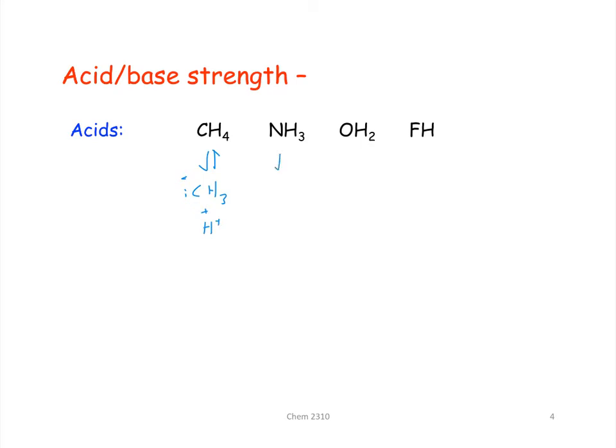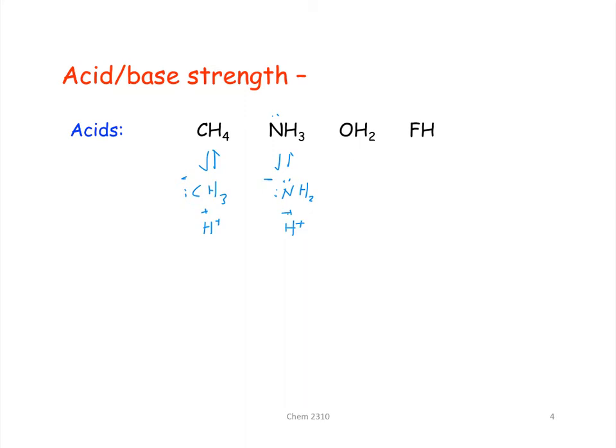Let's do the same thing for ammonia. Now we're going to have NH2. Ammonia already has a non-bonding pair, so it will now have 2 non-bonding pairs. And like the conjugate base of methane, it will also have a minus charge. Each of these conjugate bases will have a minus charge.